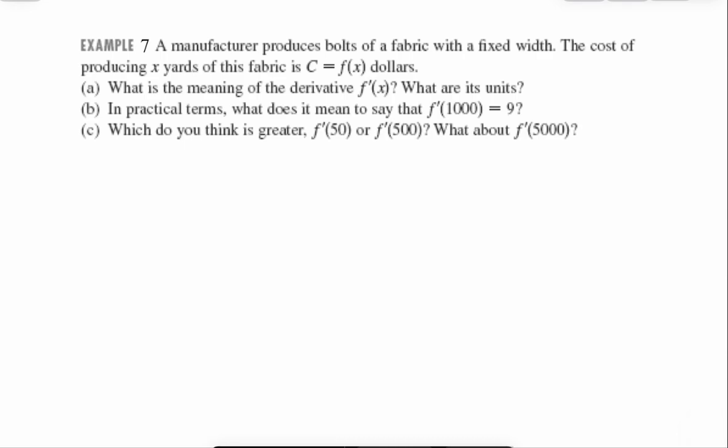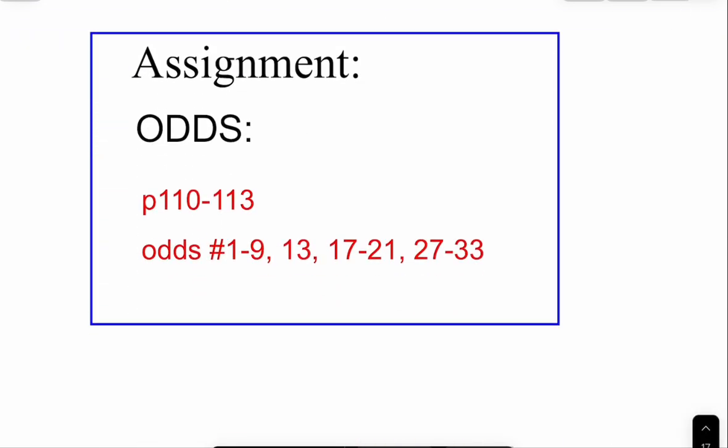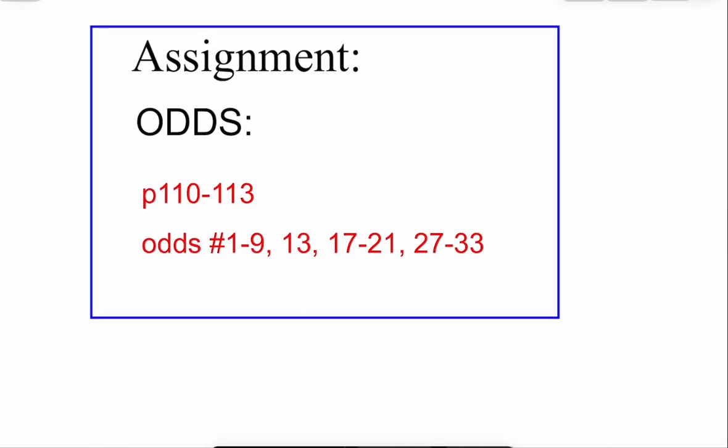No, we're not going to do example 7. So now your problems are the odds that we see from that list from the book. So for the remainder of class, if you could please work on this homework, that would be great.